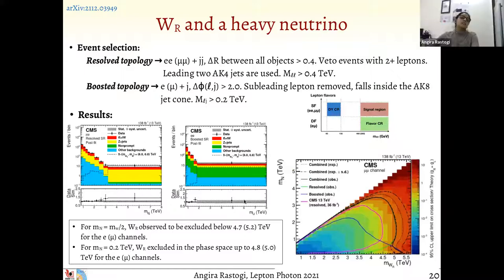Okay. So coming to final results. In the resolved scenario, we construct the invariant mass of two leptons and two jets and use it as the final discriminating variable. And in the boosted scenario, we construct the invariant mass of the lepton and single jet and use it as the final discriminating variable. And we combine resolved and boosted topologies statistically to derive upper limits on the production cross section of the right-handed W boson. And we exclude around 5 TeV in various scenarios. We have also produced this 2D limit on the production cross section in a plane of mass of the right-handed W boson and mass of the heavy neutrino.